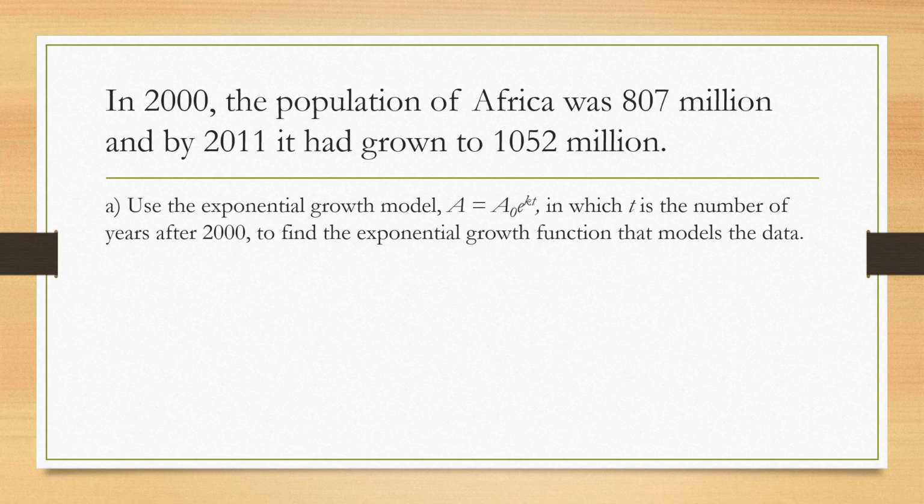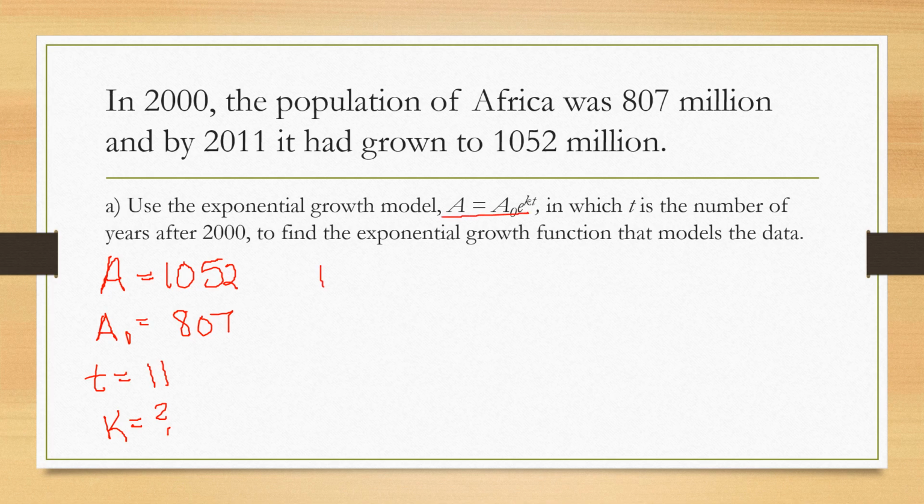So A is our ending amount, which is 1,052 million. Our A sub 0 is 807 million. Our time is 11 years after 2000, so it's 11. And our k, we don't know that. That's what we're finding. So we're going to set this up using this model: 1,052 is equal to 807 times e raised to the k times 11. Now e is a constant. Remember that we can find that on our calculator. k is what we're looking for.